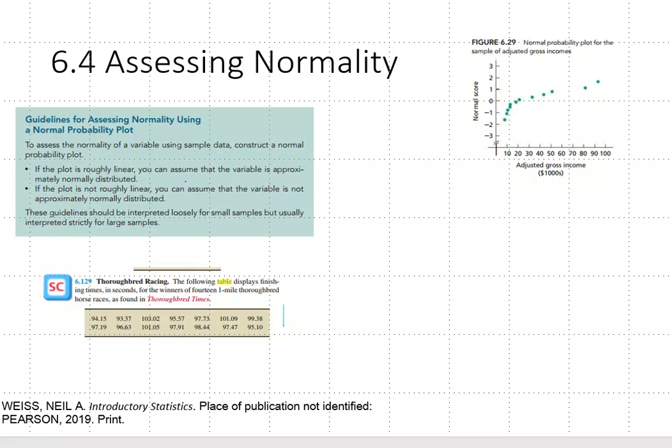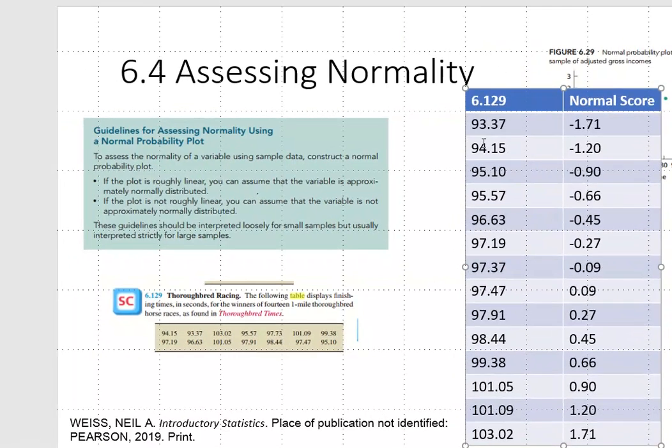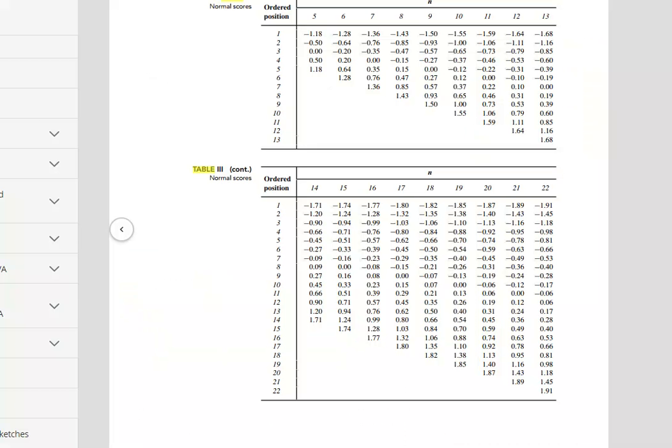I had already taken some time to create this table. 6.129 is the problem number, and these are all the listed values from the table here, in order. You can always verify that I did that correctly. And then these are the normal scores associated with the ordered pairs. You may ask, where did I get this number from? I will take you straight to this place. This is Table 3 in the textbook.